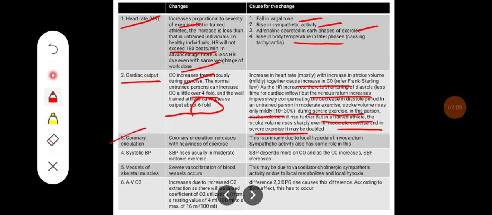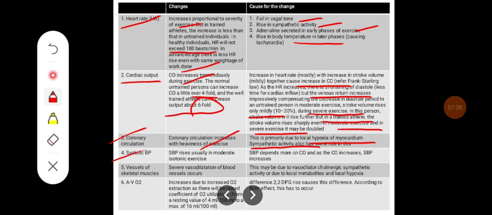Coronary circulation. Coronary circulation increases with the heaviness of exercise. This occurs due to the local hypoxia of the myocardium, and the sympathetic system also has some role in this, as they are more active through the beta receptors, which leads to coronary dilatation.